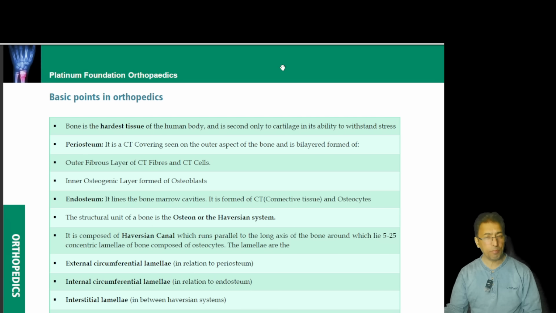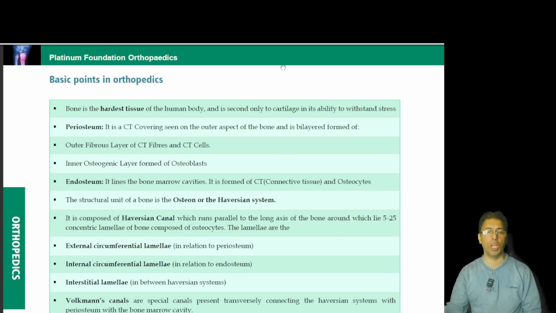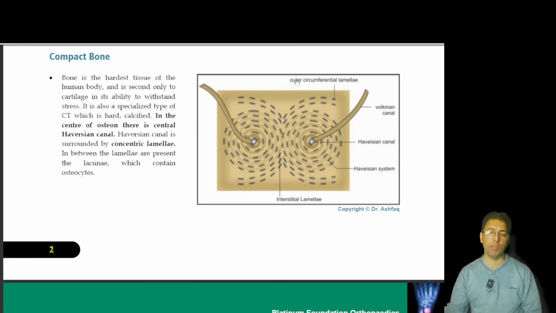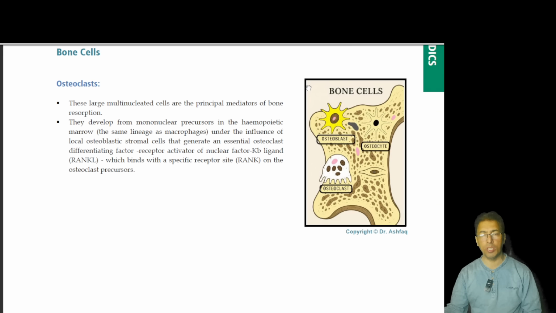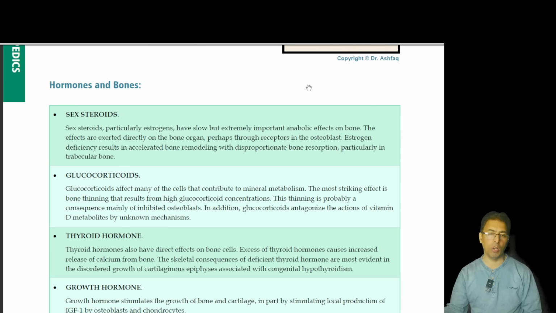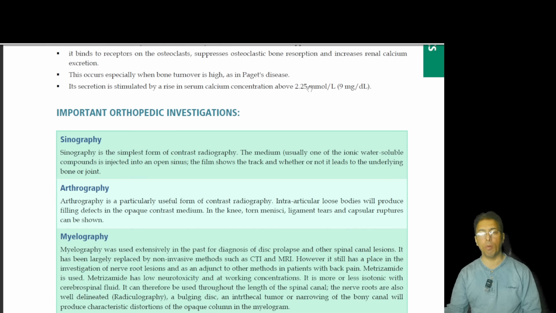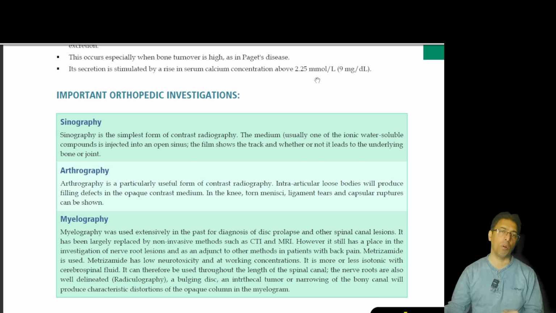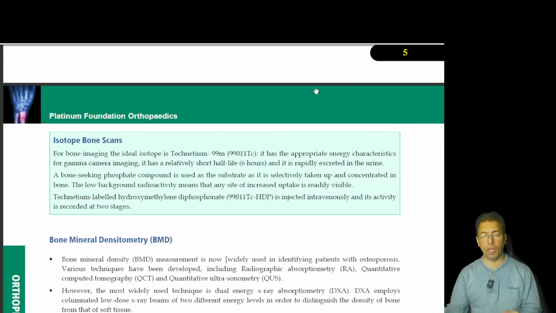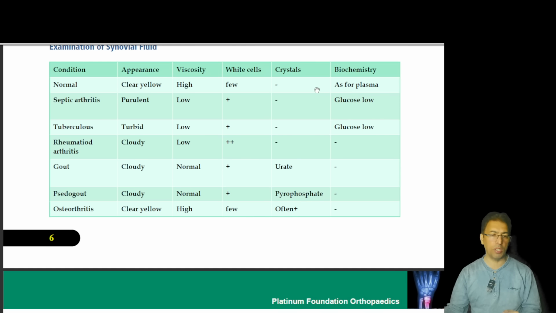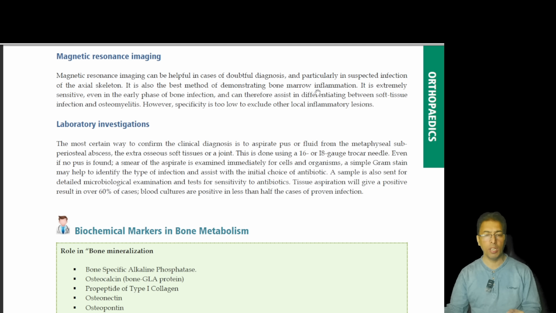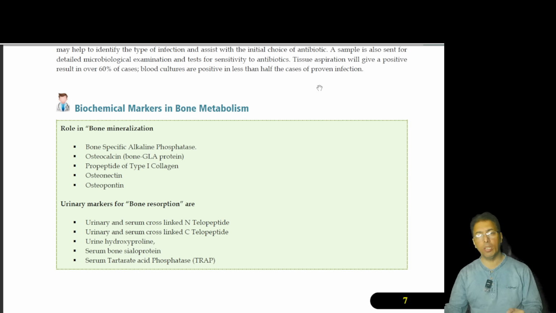basic terminology about the bone, the histology of the bone, the histopathology of the bone, starting from periosteum, endosteum, lamellae, the compact bone, the cancellous bone, the bone cells, as I mentioned previously. So all the hormones and the bone physiology, what is important, the parathormone, calcitonin, all these important things. Then investigations, important orthopedic procedures, what to write where. So that's very important as far as orthography, myelography, bone scans, bone marrow densitometry, examination of synovial fluid, ultrasound, MRI, the lab tests are concerned, the biochemical markers of bone metabolism.